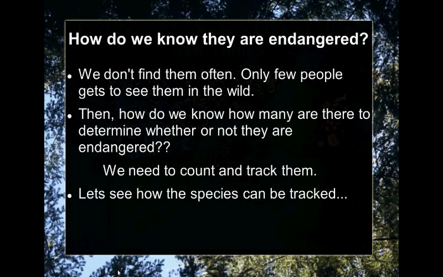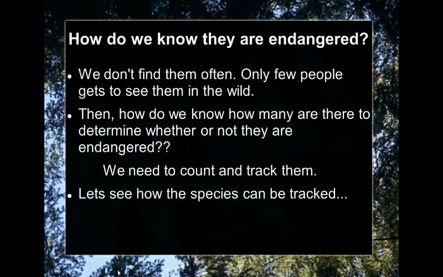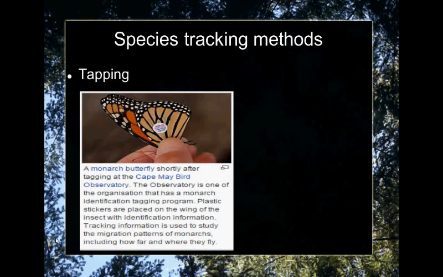How do we know they are endangered? We don't find them often. Only few people get to see them in the wild. Then how do we know how many are there to determine whether or not they are endangered? We need to count and track them. Let's see how species can be tracked. Species tracking methods.